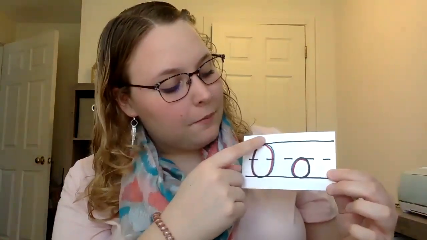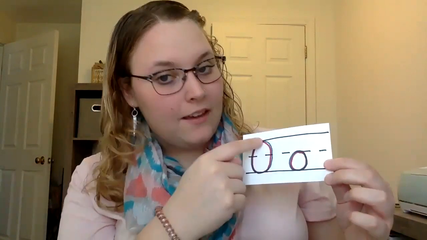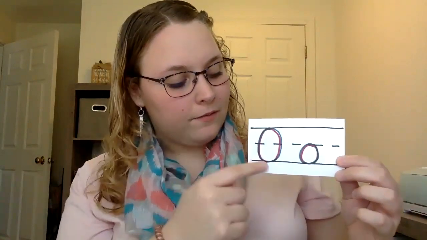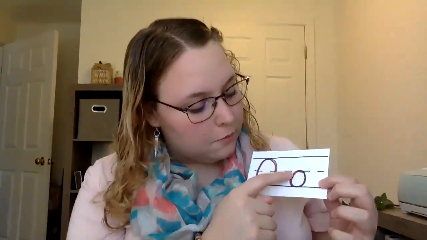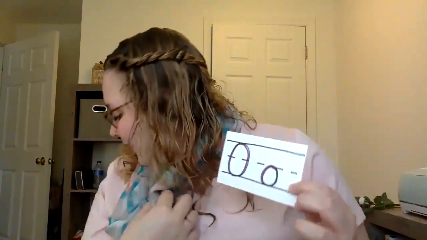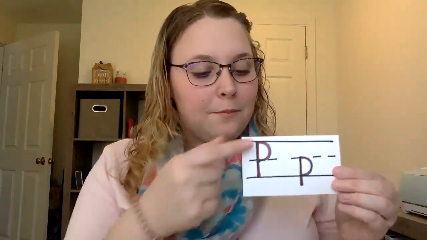Starting at the top, make a big curve. For the lowercase o, we start at the middle. You're going to make a curve. And after O comes the letter P. Starting at the top, straight line down, back to the top, make a bump. Lowercase p, straight line down, back to the top, make a bump.